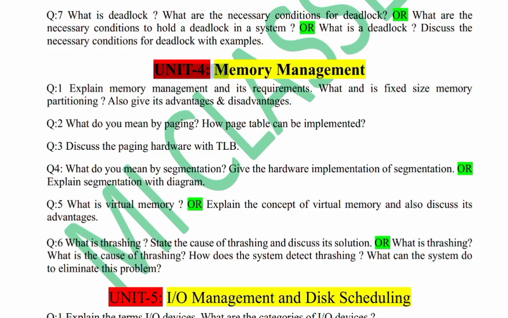We see unit number 4, which is Memory Management. Question number first is, explain memory management and its requirements. What is fixed-size memory partitioning? Also give its advantages and disadvantages.